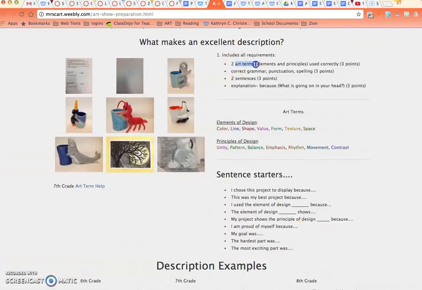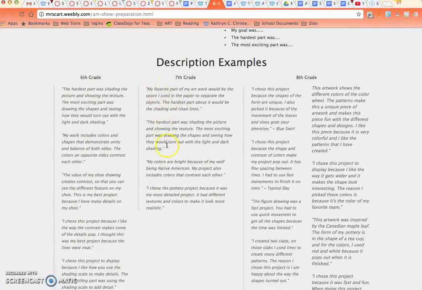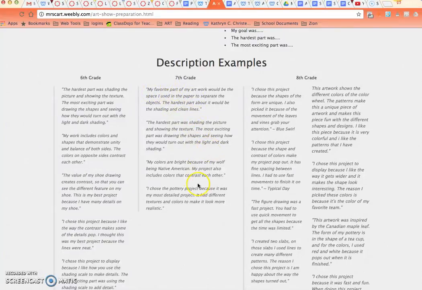Okay, you have to have 2 art terms, correct grammar, punctuation, spelling, 2 sentences, and a reason why. Down here, I have 4 examples of descriptions as well as really good descriptions. Some of them have all the pieces, some of them don't. So you can read through those to see what works. Do not copy them. Obviously, I will know where you got them from.